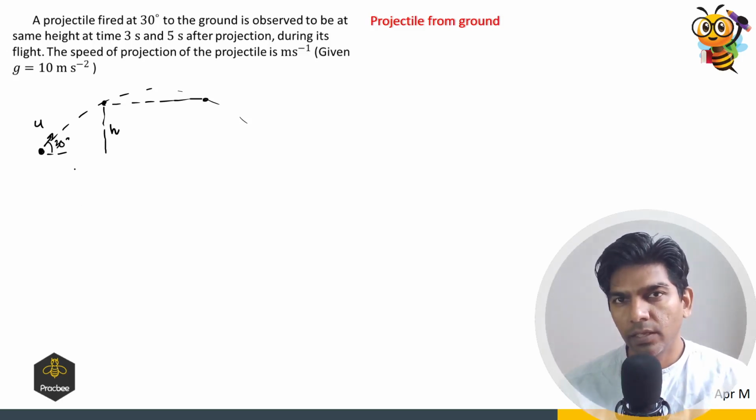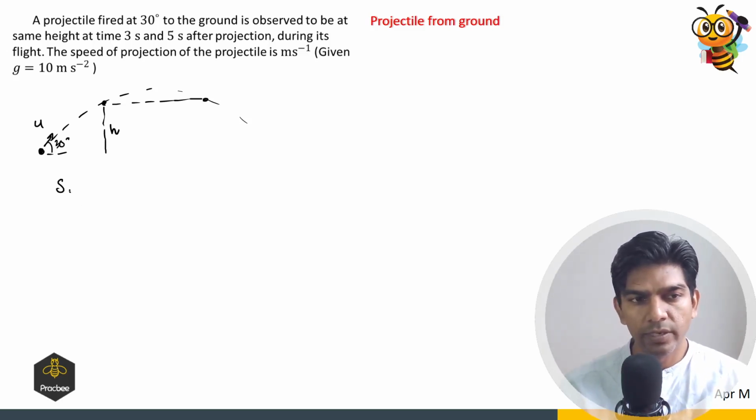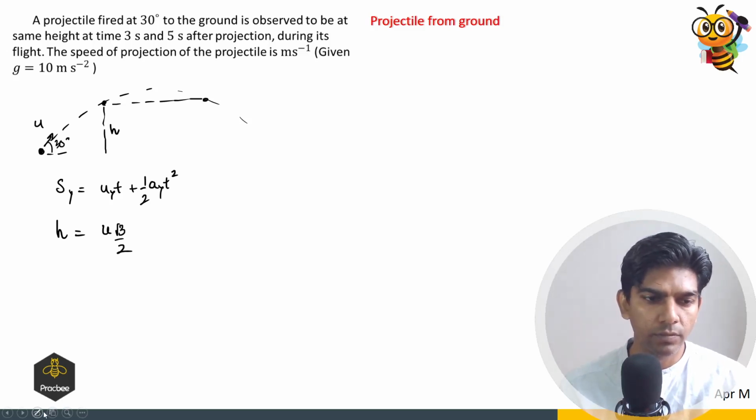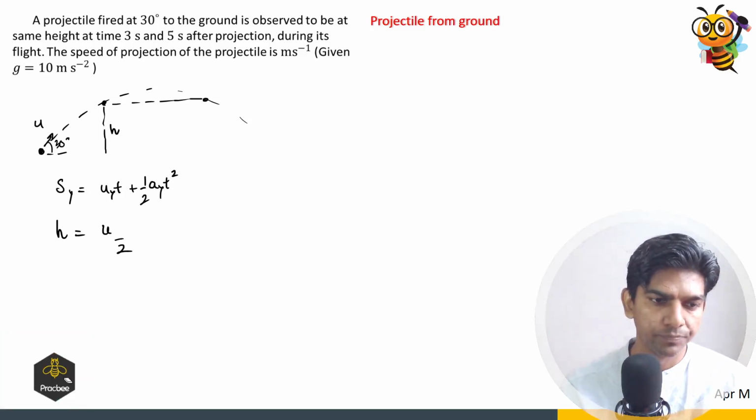So if you apply the equation of motion in the vertical direction, s_y is equal to u_y t plus half a_y t square, right? So from this, s_y is h and u_y is the velocity in the vertical direction. So u times 1 by 2.